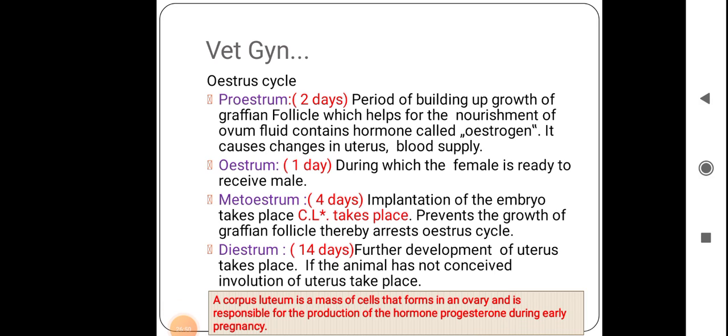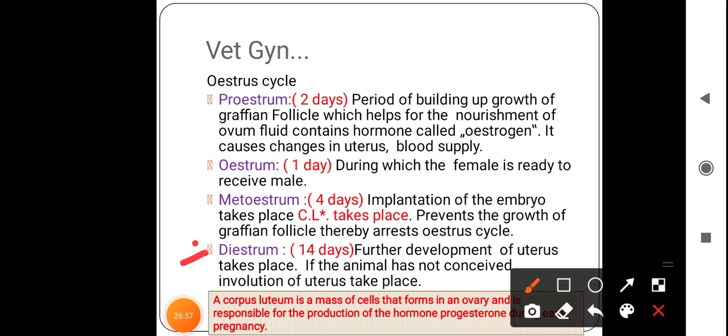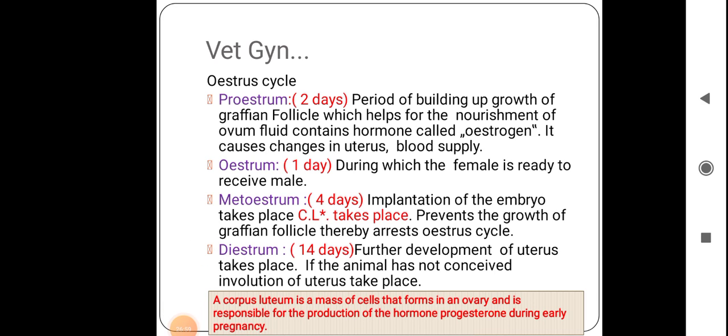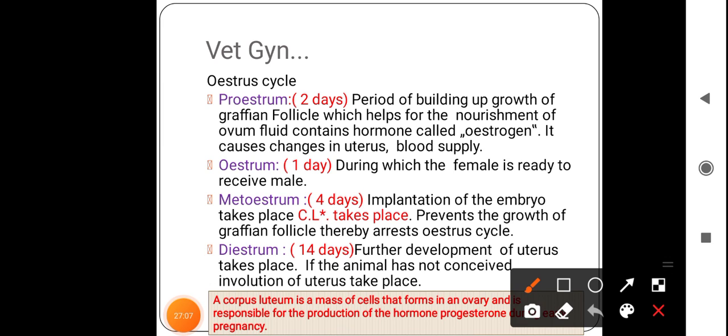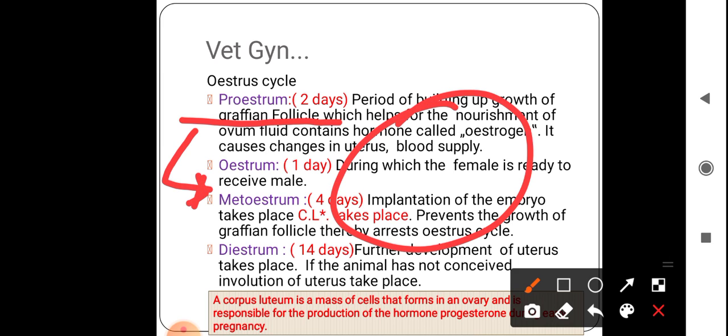Suppose the cow has not conceived, what will happen? Then the cycle will continue, and the fourth stage is diestrum, where further development of the uterus takes place. If the animal has not conceived, involution of the uterus takes place. Then again the Graafian follicle will be formed, which will take the animal to heat. So this cycle will continue.